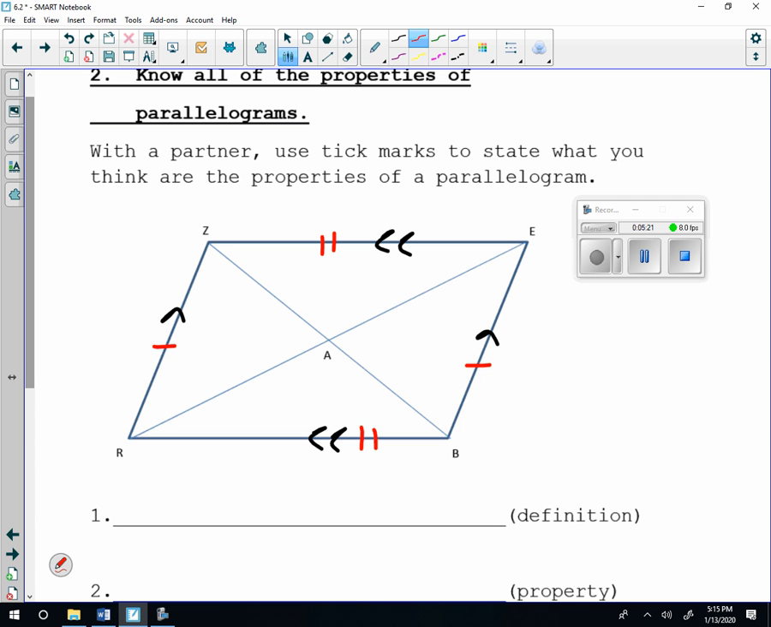If you wanted to get really technical with the language, you could say a quadrilateral in which both pairs of opposite sides are congruent. That's in number 2. That's one of the properties of a parallelogram. Another property of a parallelogram would be that.